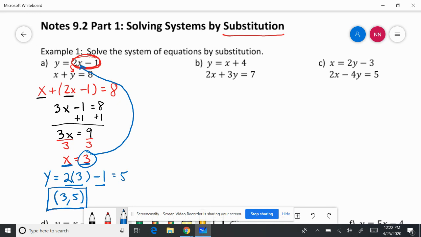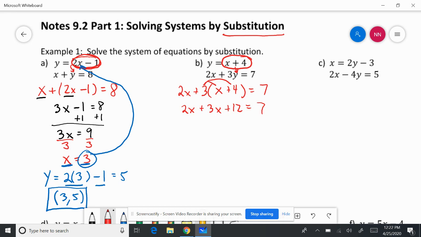Let's look at letter B. What I'm going to do is substitute. I'm going to take the x plus 4, and that is equal to y. So I'm going to plug it in for y in the other equation. Now I'm going to rewrite the equation: 2x plus 3, but instead of a y, I'm now putting x plus 4. I'm going to simplify this by distributing the 3 to each of the terms. 2x plus 3x plus 12 equals 7.